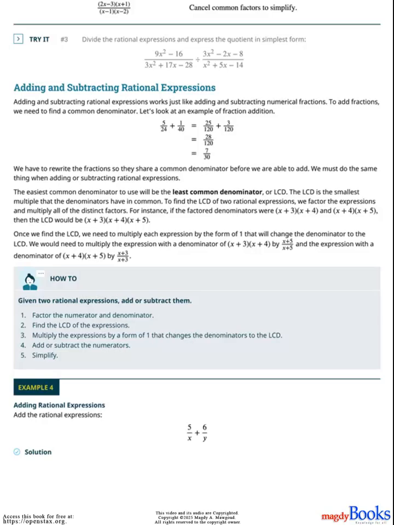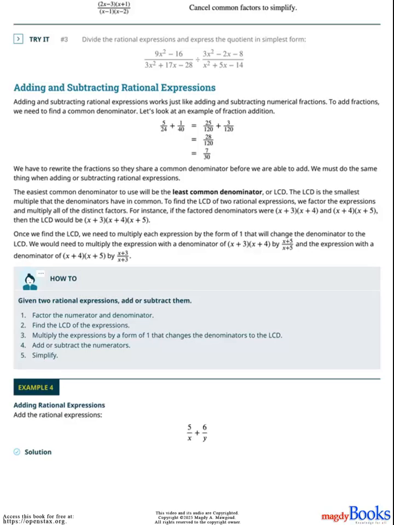Once we find the LCD, we need to multiply each expression by the form of 1 that will change the denominator to the LCD. We would need to multiply the expression with a denominator of (x + 3)(x + 4) by (x + 5)/(x + 5), and the expression with a denominator of (x + 4)(x + 5) by (x + 3)/(x + 3).